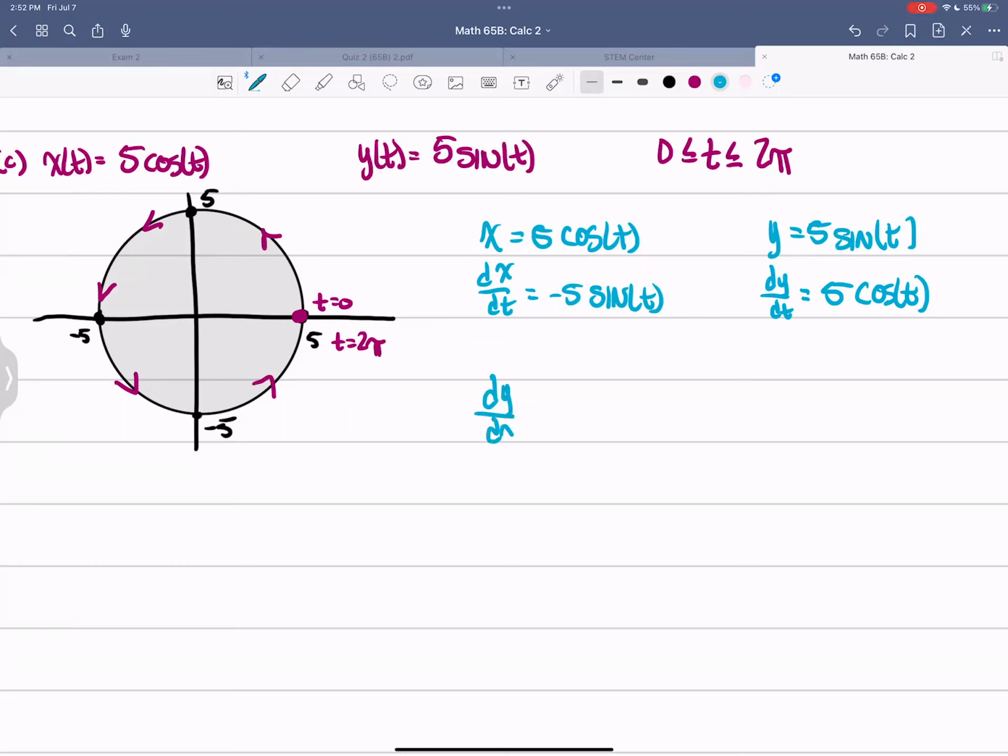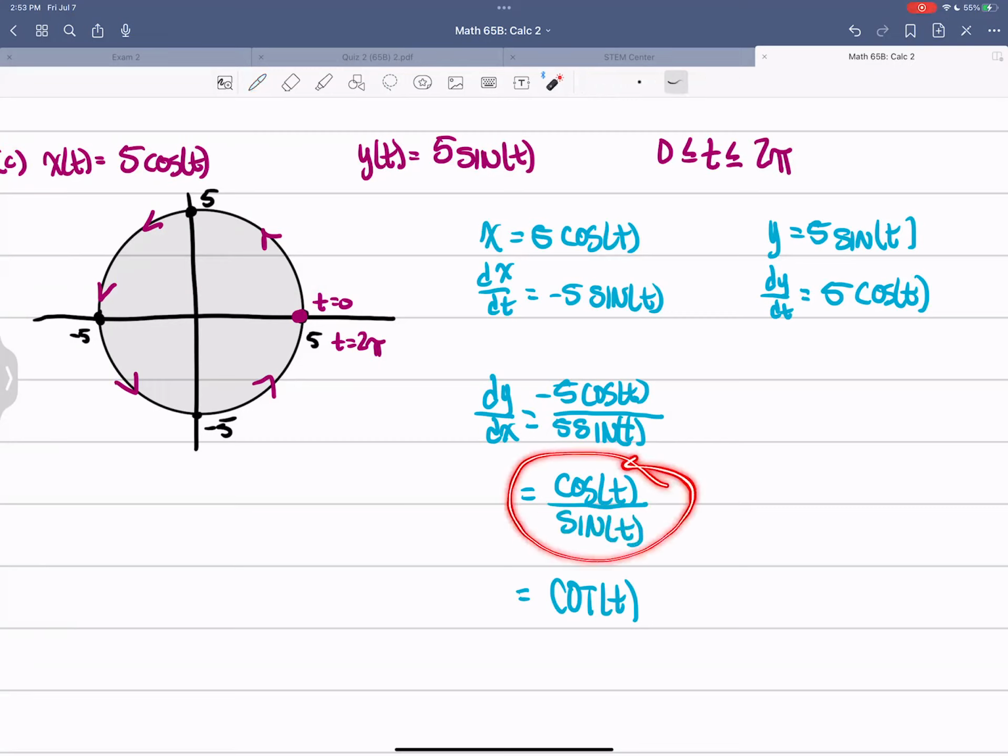dy dx is dy dt over dx dt. So we have 5 cosine t over -5 sine t. And if we simplify that one more time, cosine over sine is going to be cotangent t. Actually, before we do that, let's see what that ends up being. So cosine t over sine t.